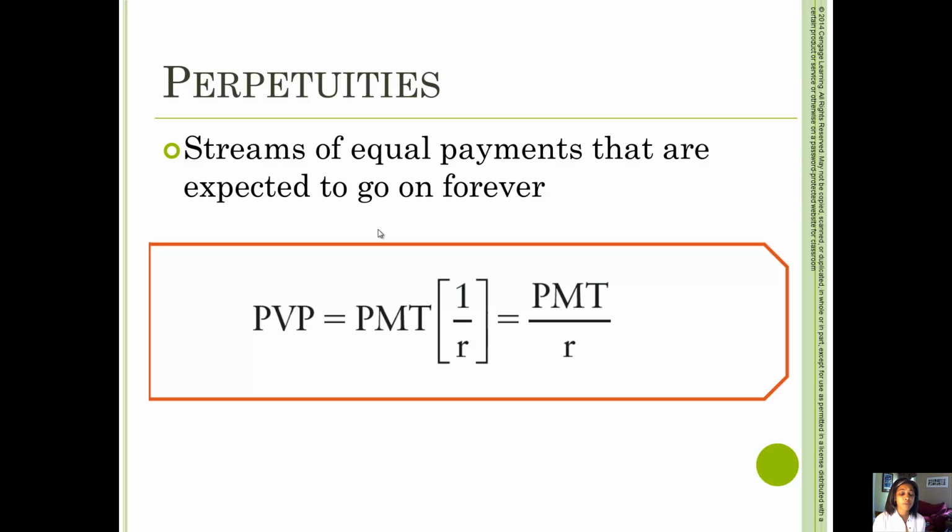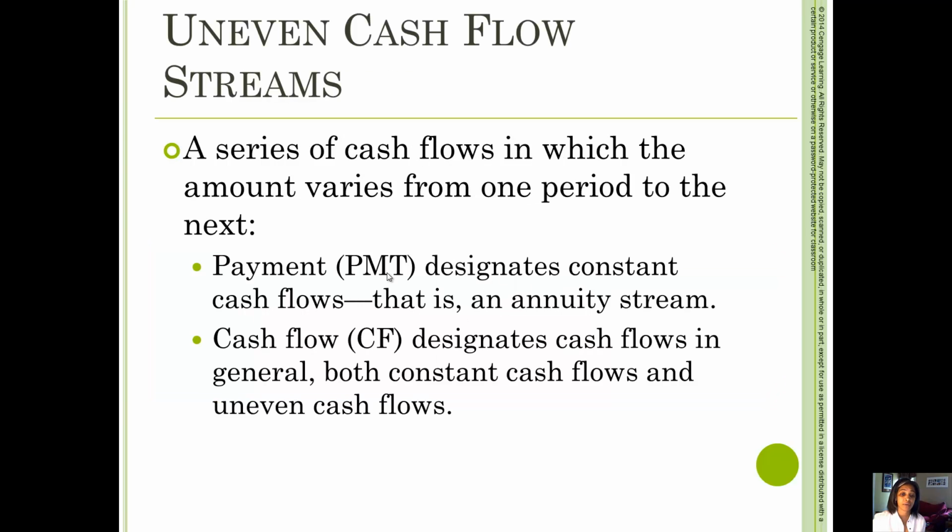Now let's take a look at perpetuities. Perpetuities are basically annuities that go on forever. And so you don't really do these in the financial functions of the calculator because it's a simple formula. It's just the payment divided by the interest rate.